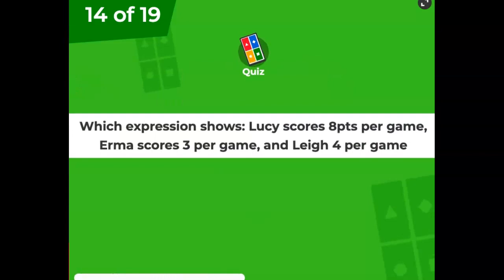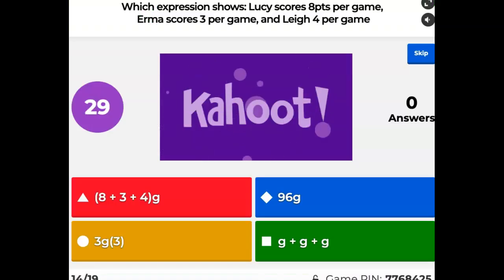Which expression shows, again, Lucy scores 8 points per game, Irma scores 3 per game, and Lai scores 4 per game? So which one of these represents the scenario? Let me see our chat. I think we have about 3 more questions.